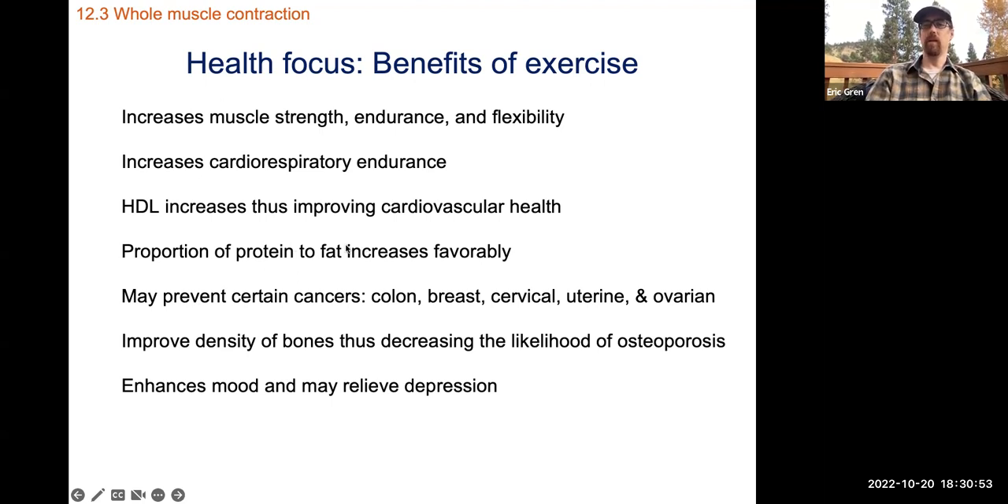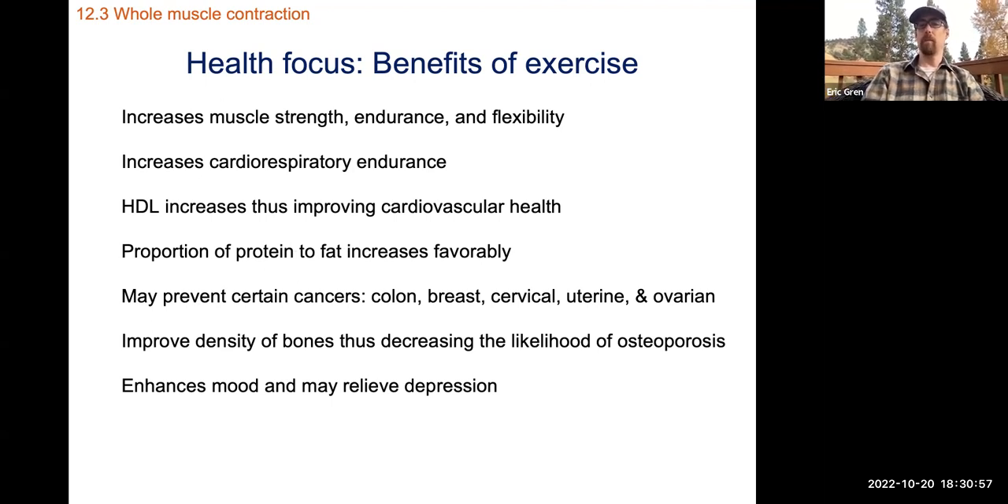You're burning fat as you exercise, building protein, building muscles, okay? People who exercise regularly are going to have lower risk of certain types of cancer: colon cancer, breast cancer, cervical cancer, uterine, ovarian, okay? Notice a lot of these are cancers that only women have to worry about. But even guys obviously are going to be glad to be able to reduce our risk of colon cancer, right?